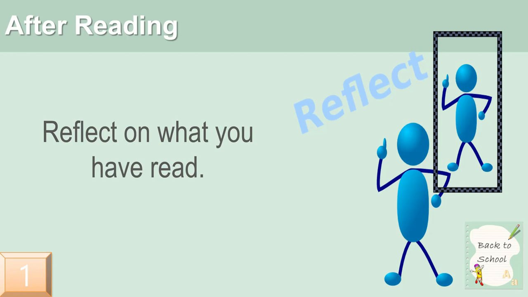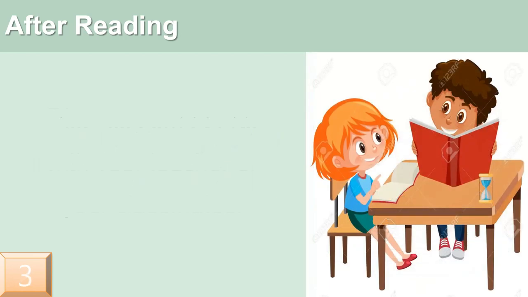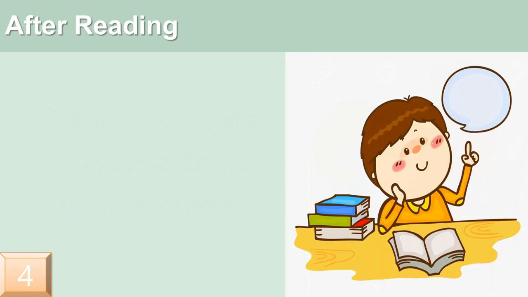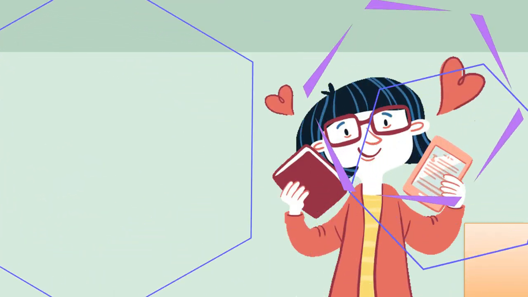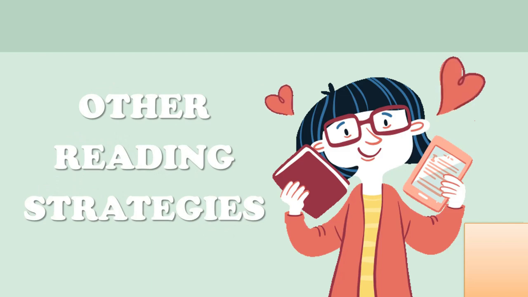Reflect on what you have read. React on some parts of the text through writing. Discuss some parts with your teacher or your classmates. And the last one we have, link the main idea of the text to what you already know. Alright, so I hope by now you already understood the 3 stages of reading. So now let's proceed to our next topic, which is all about the reading strategies.